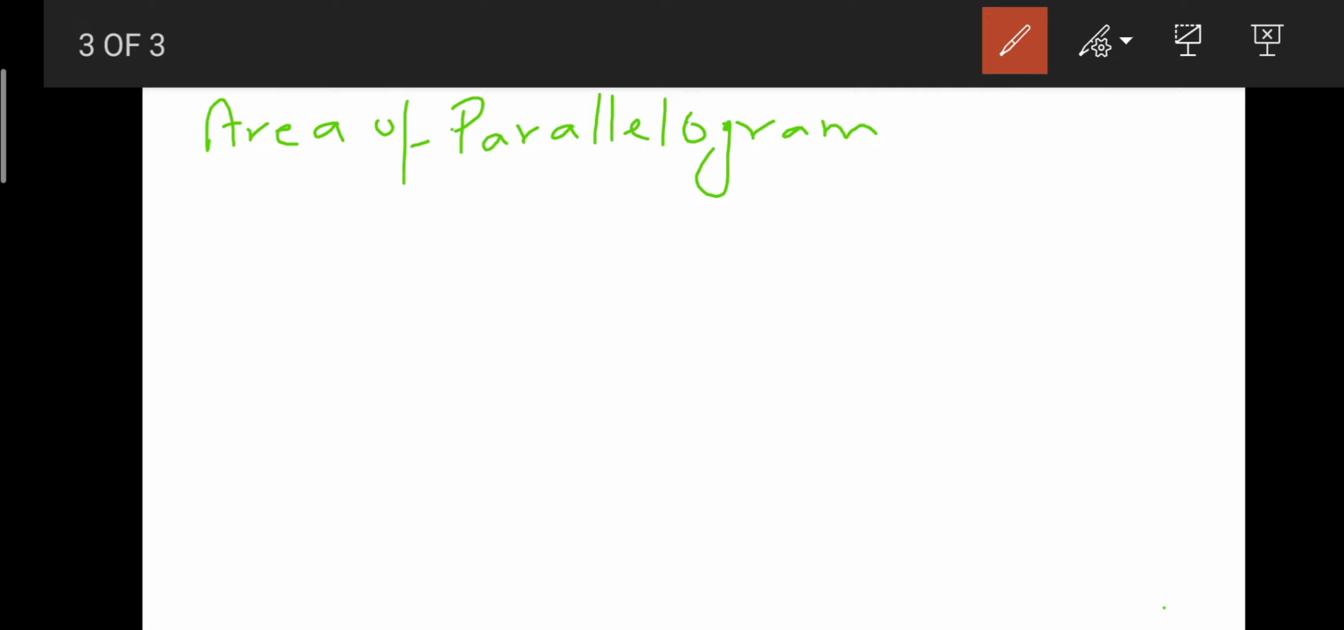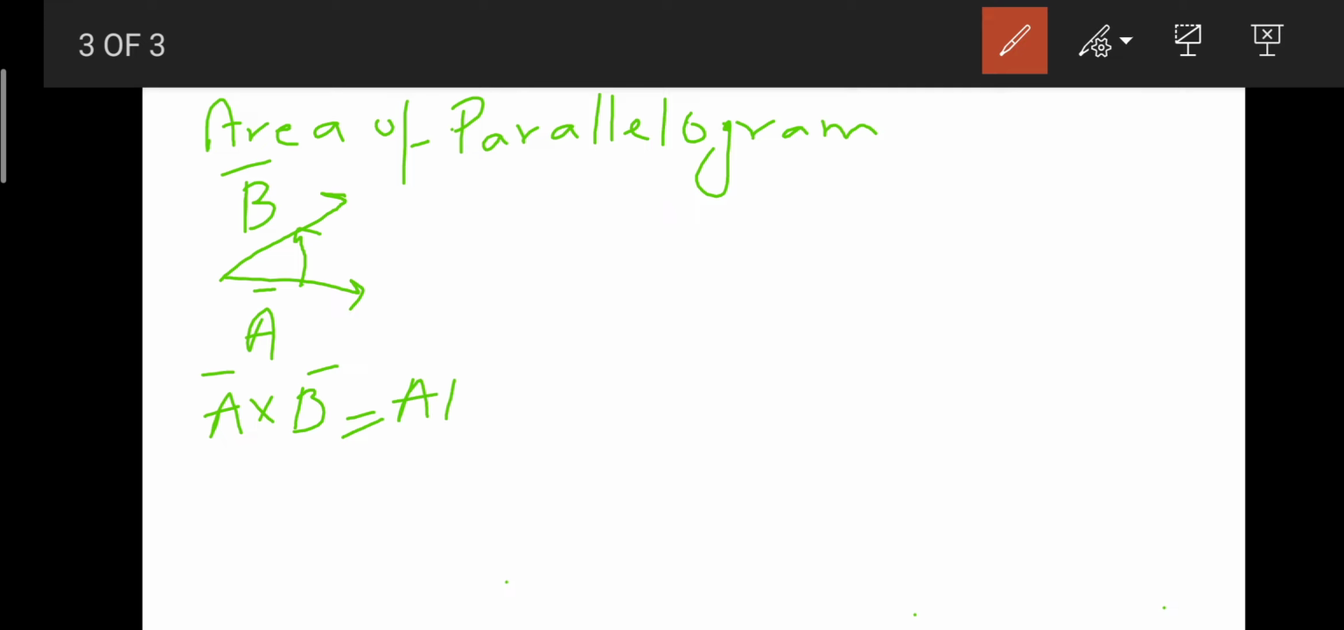Now the last thing: the magnitude of the cross product between the two vectors is equal to the area of a parallelogram. How can we say that? Consider that you have two vectors, vector a and another vector b. If you are asked to take the product a cross b, it would be a b sine theta along with the n unit vector. Definitely you are going to do this.